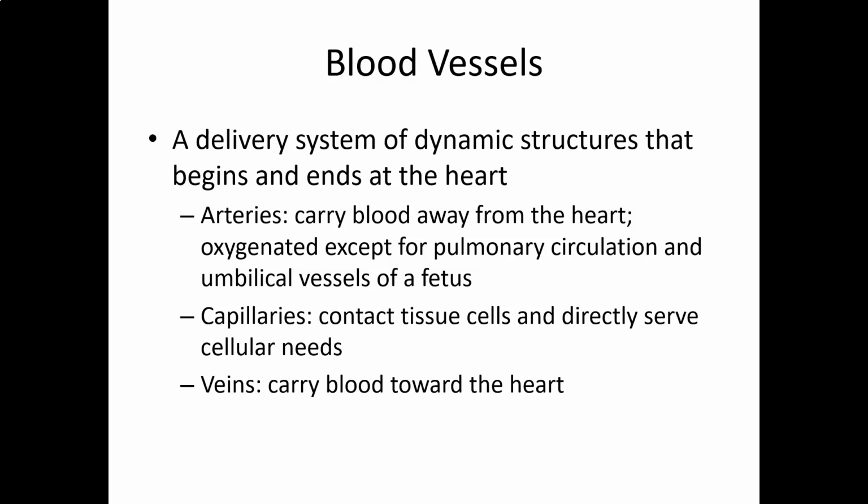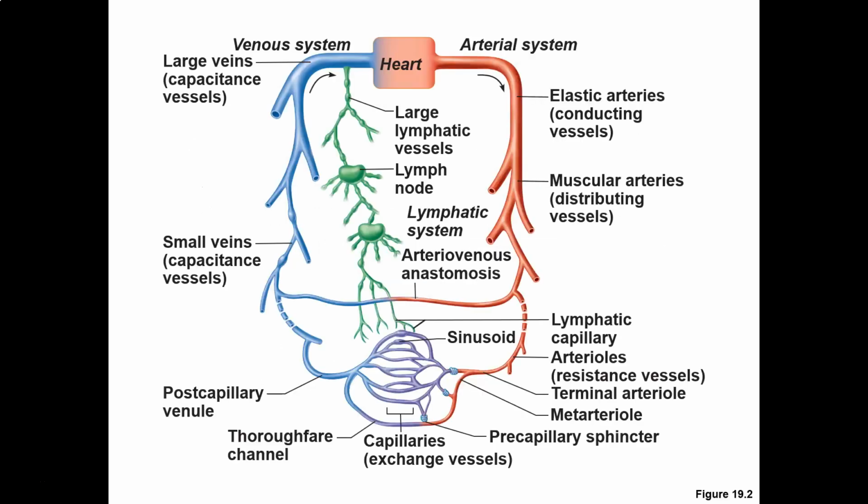Veins. Veins carry blood back to the heart. Always. Now, again, typically that would be low oxygen blood, deoxygenated. Not always the case. Again, the exception there would be your pulmonary circulation and umbilical vessels, but we'll talk about that later. Capillaries are the exchange vessels, the ones that are actually in contact with the tissues, the ones that are going to deliver the blood and the resources the blood brings with it to the tissues.